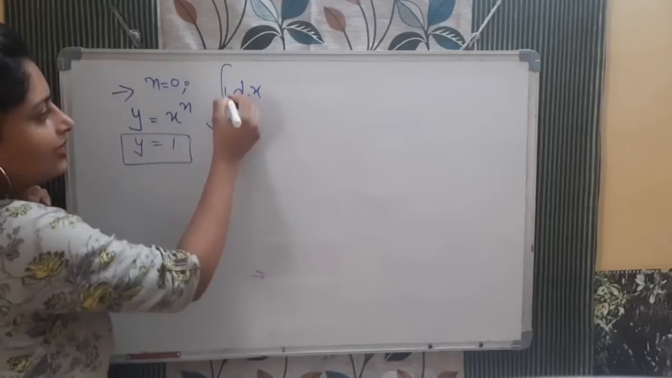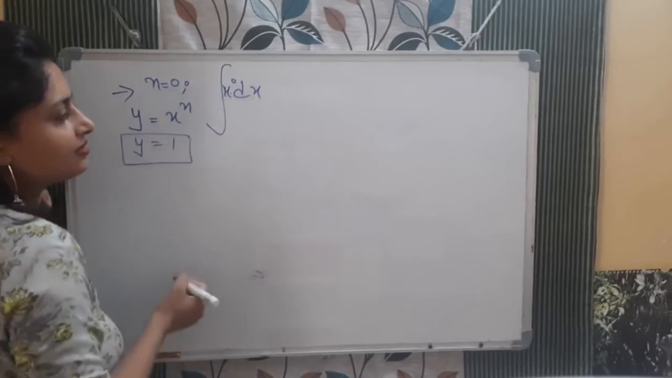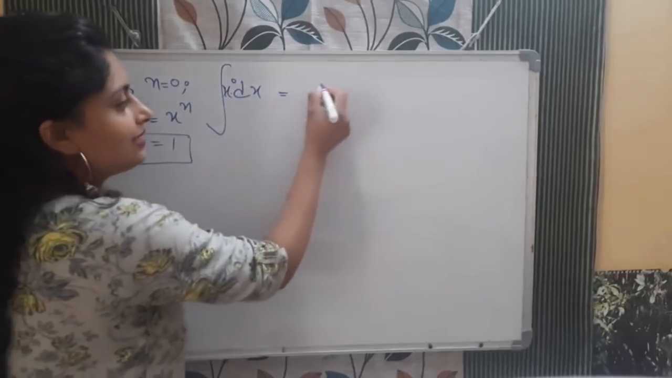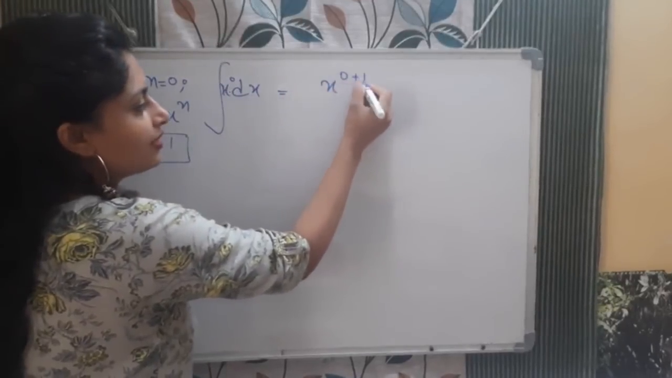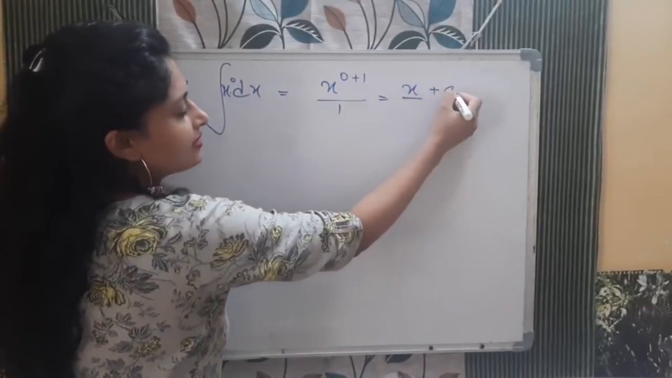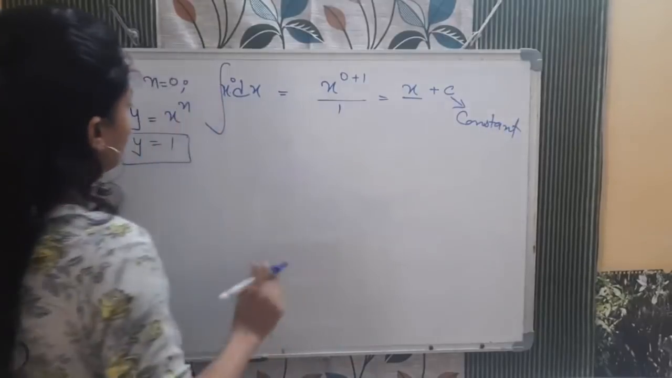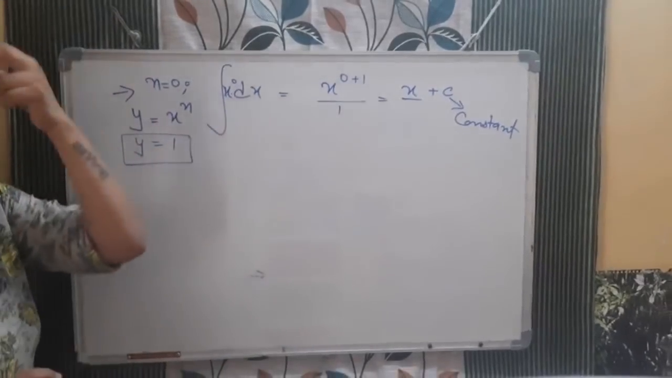Integrate this, 1 into dx. Now what can we write 1 as, children? We can write x raised to the power 0. Now use the integration formula, 0 plus 1, and it will be here also. So what will be the answer? X plus c. C is the constant here. So if n is equal to 0, then again the answer will be this.